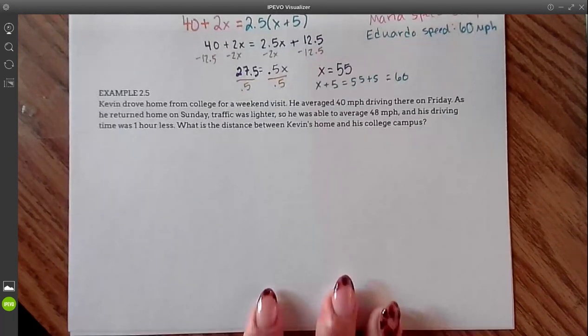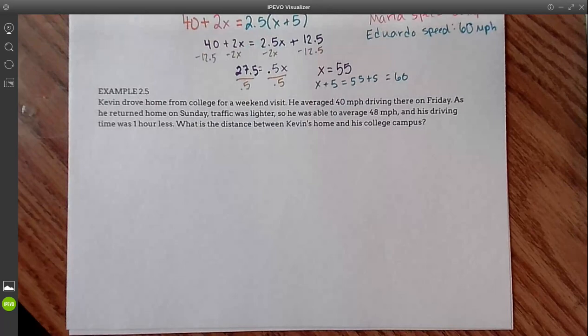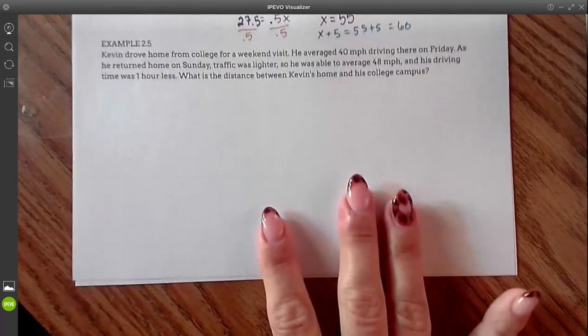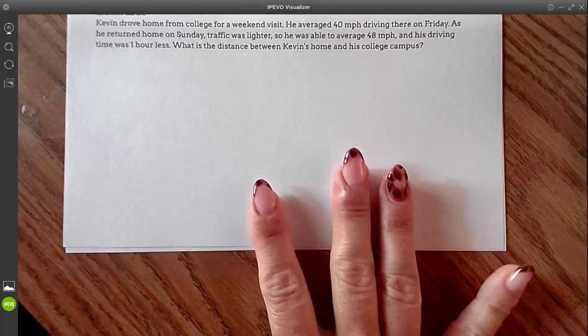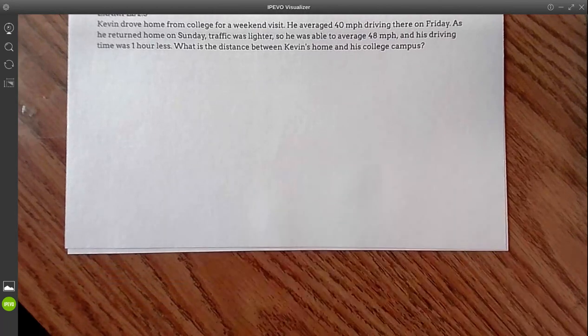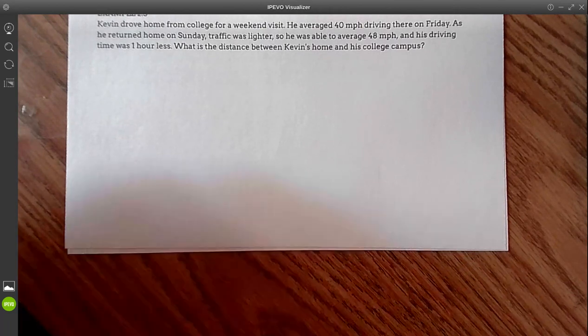Example 2.5. Kevin drove home from college for a weekend visit. He averaged 40 miles per hour driving there on Friday. As he returned home on Sunday, traffic was lighter, so he was able to average 48 miles per hour, and his driving time was 1 hour less. What is the distance between Kevin's home and his college campus?